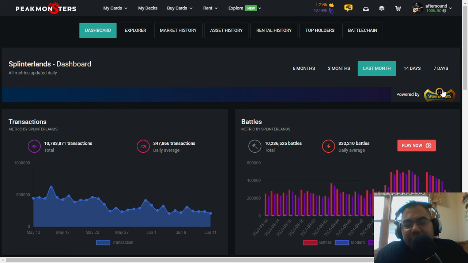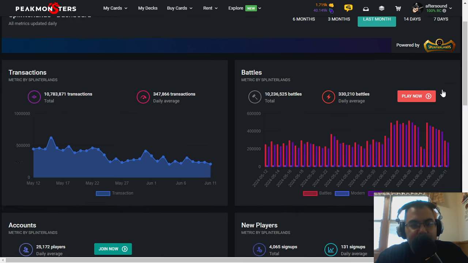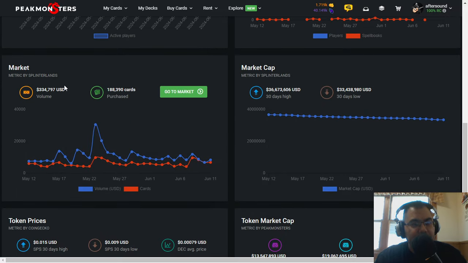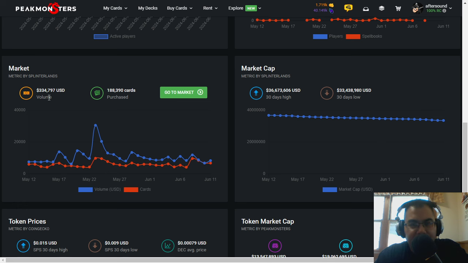So how much would that actually net the team, if this is something worth doing? Well, if you go down here, you can see not token prices, but market on this dashboard from Peak Monsters. Over the past 30 days, we've done $334,000 worth of volume, which would mean at 1% the team would get about $3,300. Not much, in the grand scheme of things, for a month of work.